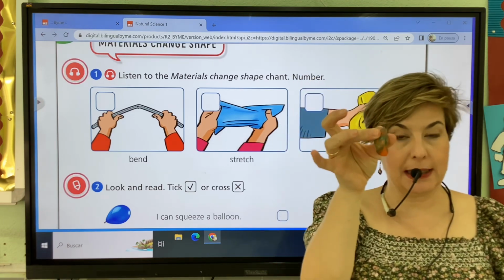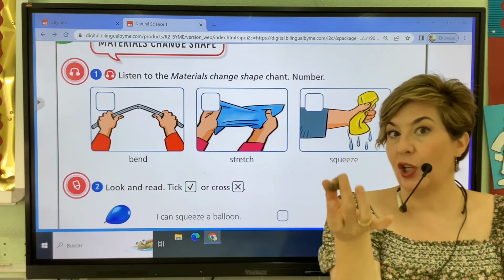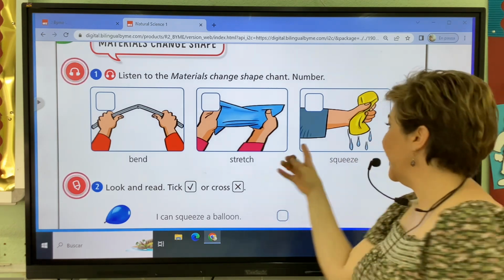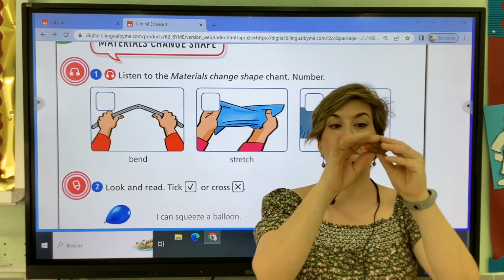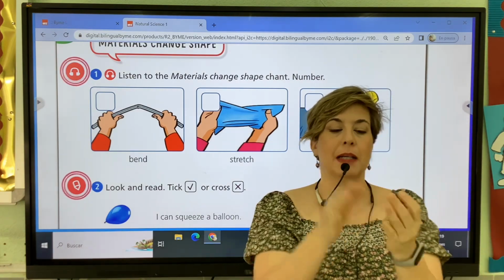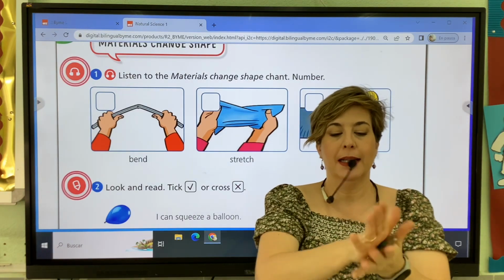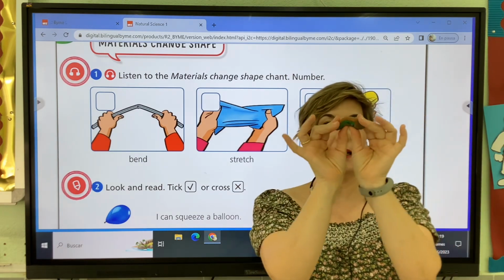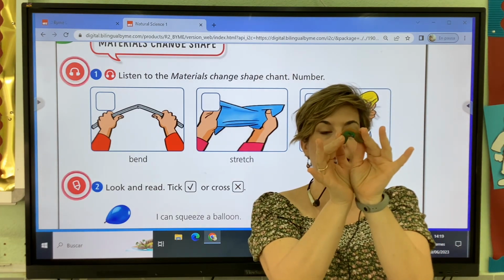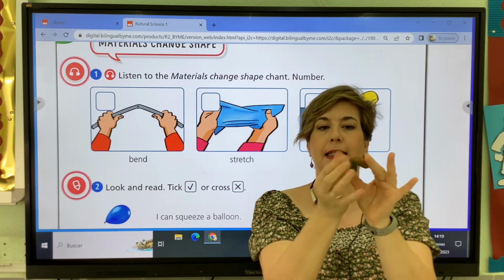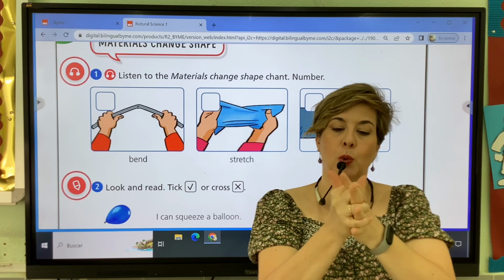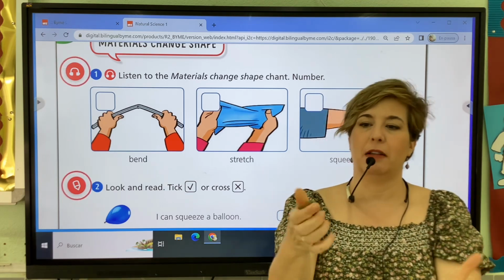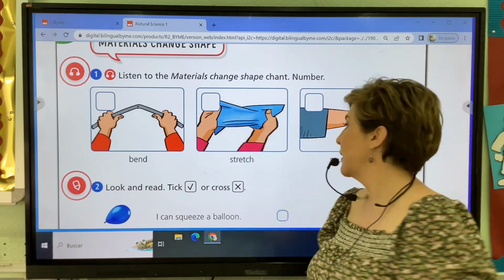Okay, I squeezed the bowl and I changed the shape. But can I stretch it so I can bend? Imagine I've got a tube. Can I bend the plasticine? Yes, I can bend it. Can I squeeze the plasticine? Yes, I can squeeze the plasticine. Okay, I can squeeze it.